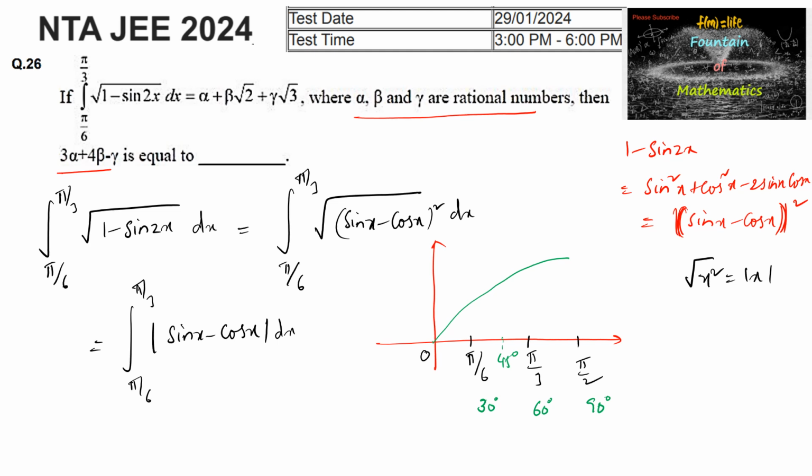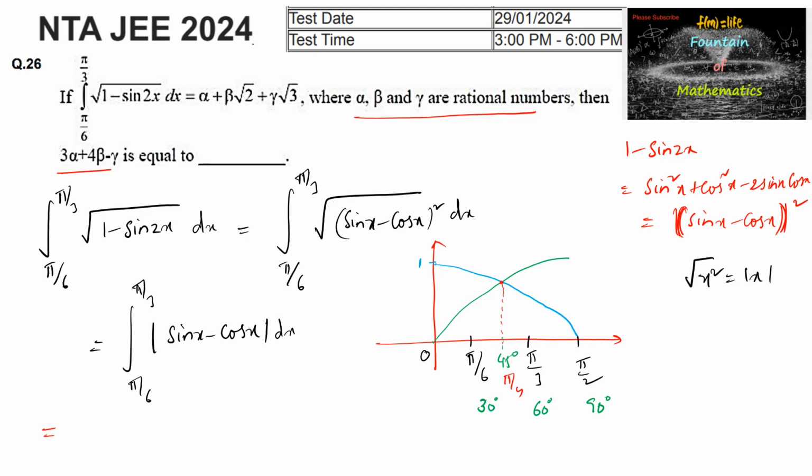And the graph of cos, it decreases from 1 to 0. So we can say that this is the graph at x is equal to 45 degrees. Sin x and cos x will intersect. That's 1 by root 2. And clearly we can see that from 0 to pi by 4, from 0 to 45 degrees, that is pi by 4, cos graph is greater than sine graph.